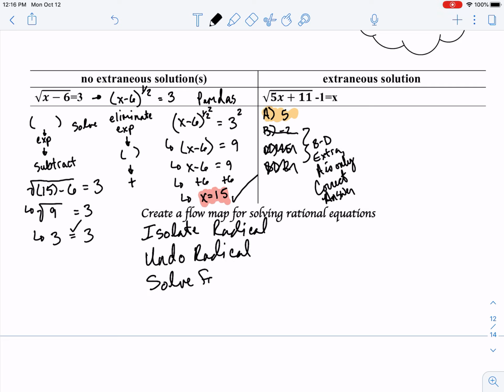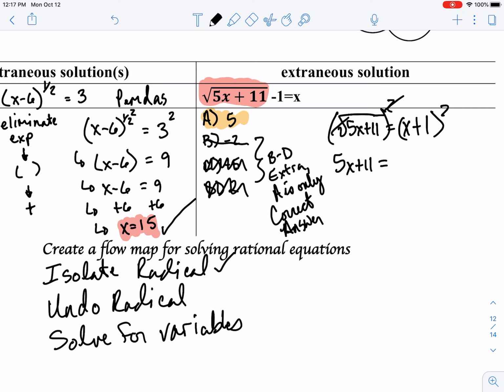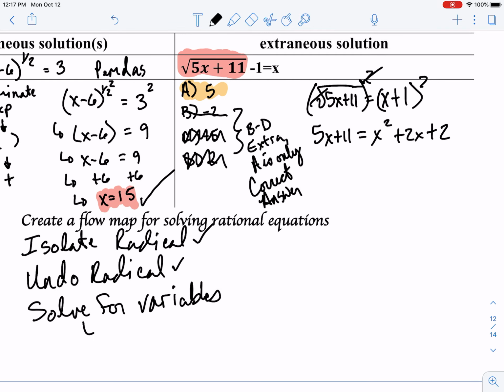And this is where the mistakes start happening. So I have 5x plus 11 equals, and I'm going to FOIL this. I'm not going to take the time to do it step by step. So I've now undone the radical. Now I want to solve for my variable, which is x. So again, solve for variables: get x by itself. That's what we associate with solving variables.